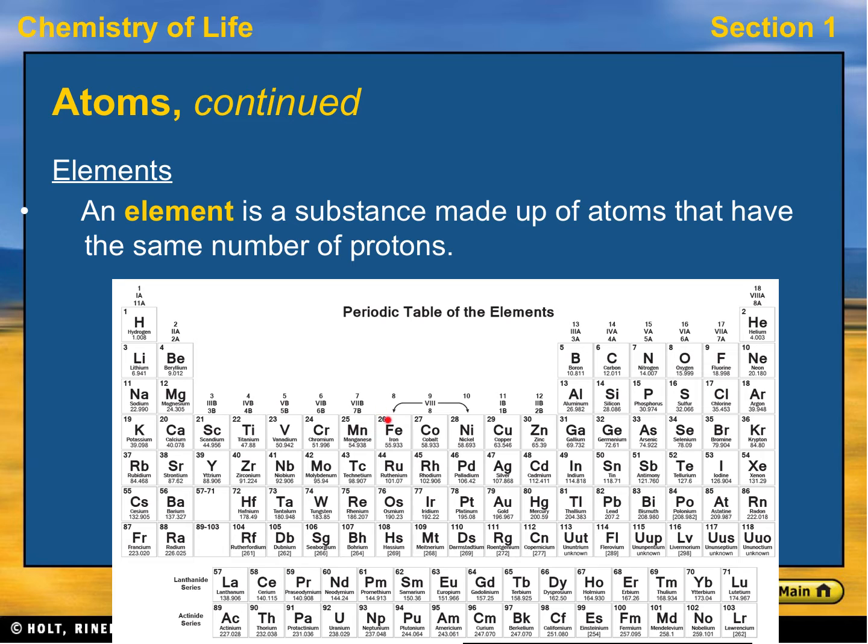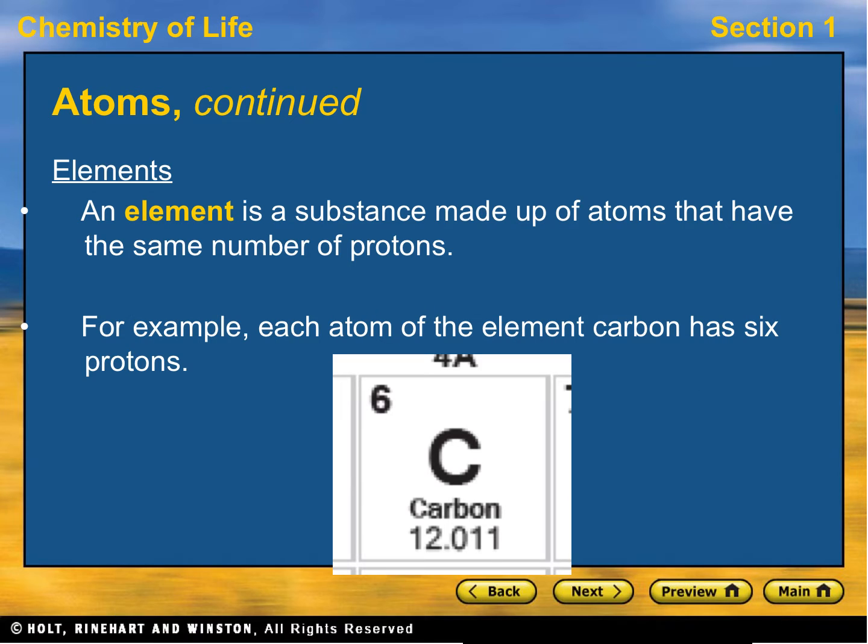The atomic number tells me how many protons that element has, and it's that number of protons that makes each element unique. So carbon will have 6 protons. You can look over here. Chlorine is going to have 17 protons. That's what makes each element that element: the number of protons.